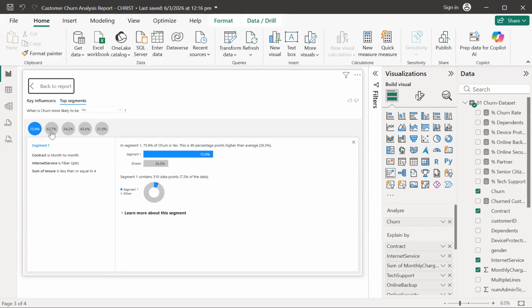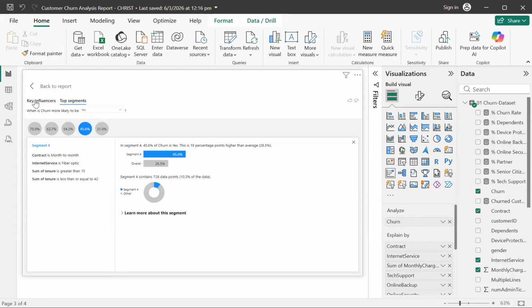If you go into the second segment, guys, you probably get similar factors. Again the contract and internet service. Now the sum of tenure increases from 4 to 15 months, so less than 15 months. But tenure is still always an important factor. Then finally in the third segment, you are getting tech support as well. If tech support is no, then again the chance of churn is very high. Then in the fourth and fifth segments, we don't have anything new.